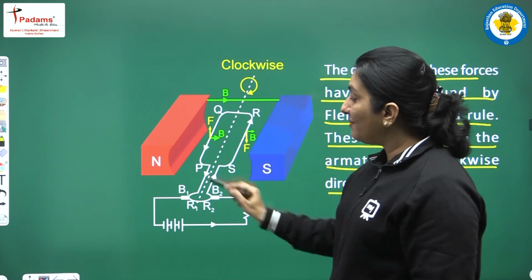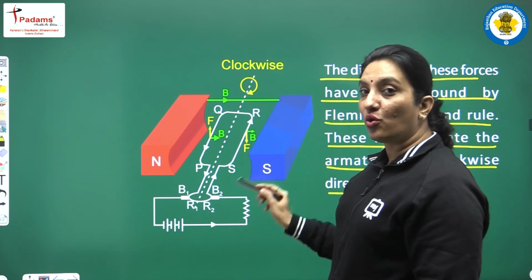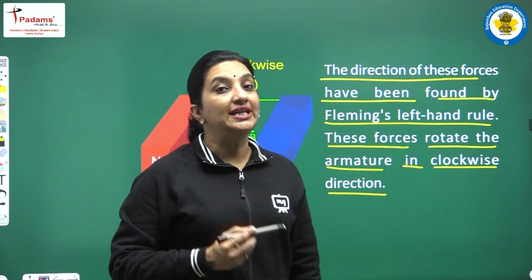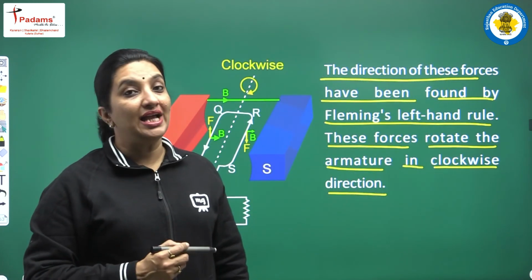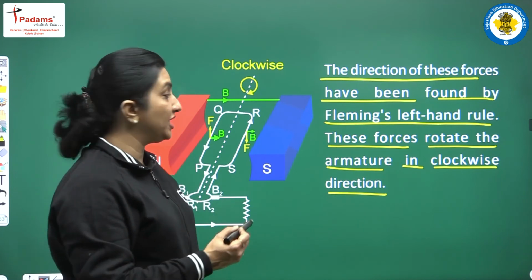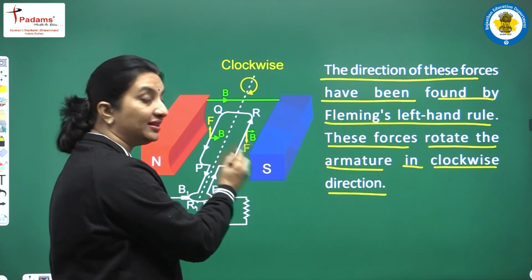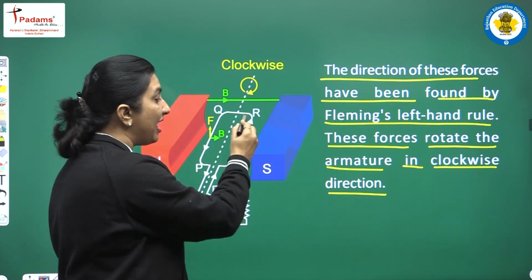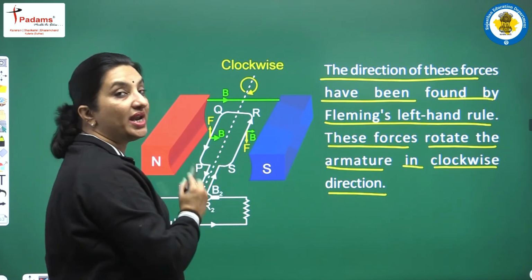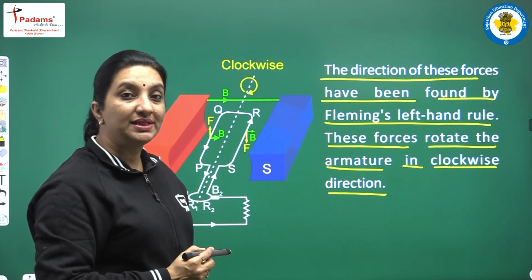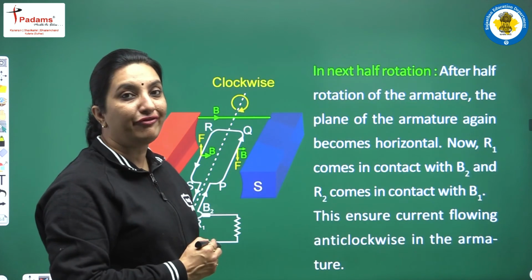So the armature will rotate in a clockwise direction. Now we will understand this for the next half rotation. And students, for the next half rotation, this PQ arm after rotating will come on this side and this SR arm after rotation by 180 degrees will come on this side. Now we will see what happens for the next half rotation.